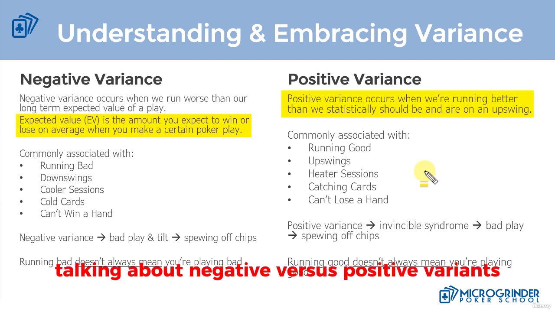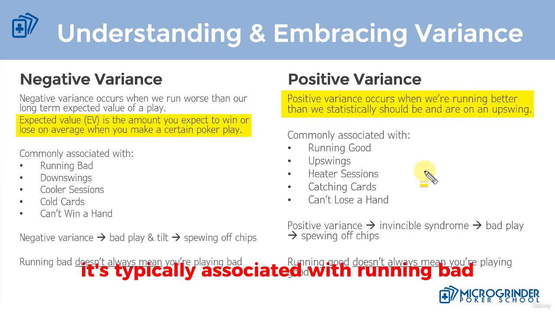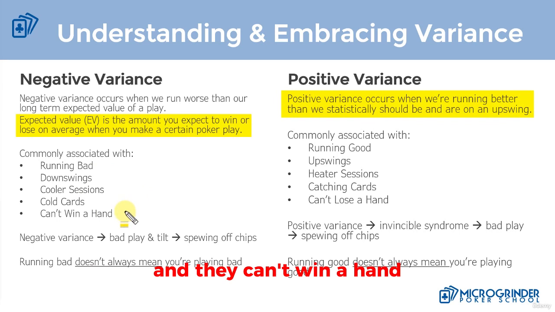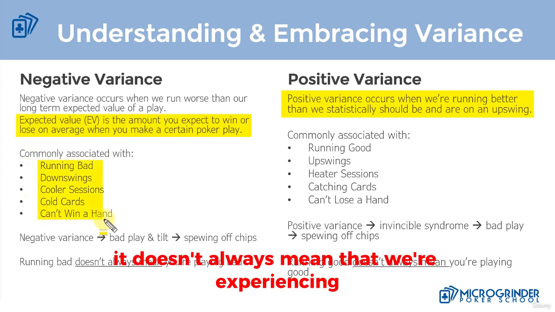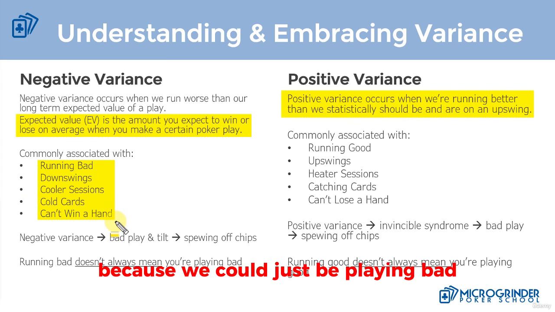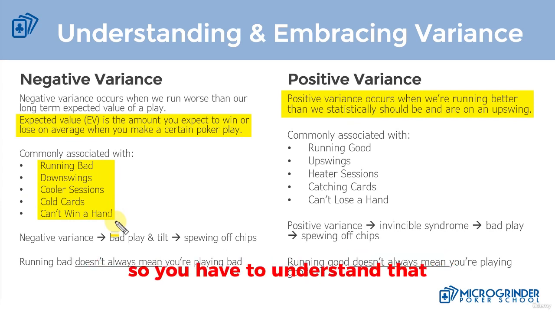When we're talking about negative versus positive variance, you're going to hear some terms. Negative variance is typically associated with running bad, having a downswing, having what people call cooler sessions, where they have cold cards and they can't win a hand. Now, when we experience these things, it doesn't always mean that we're experiencing negative variance, because we could just be playing bad. We could be making these minus expected value plays. So you have to understand that.